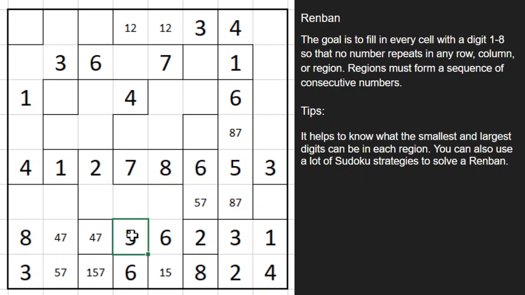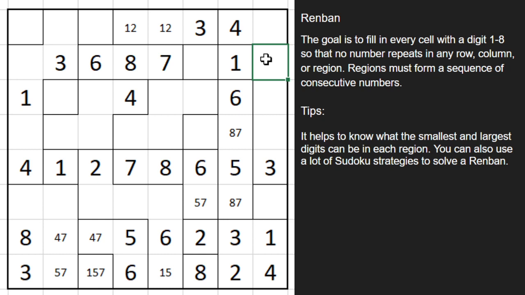Well, and it can't be a 5. We already have a 5 in that column. So this has to be an 8. Make that bigger. And so now we're just missing 3 digits. We're missing a 2, 4, 5.